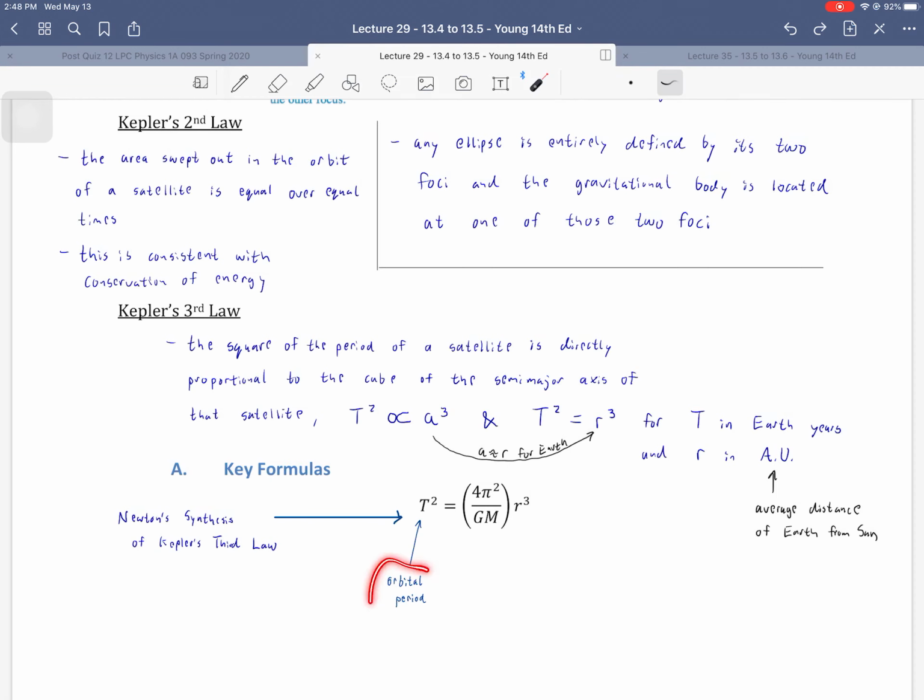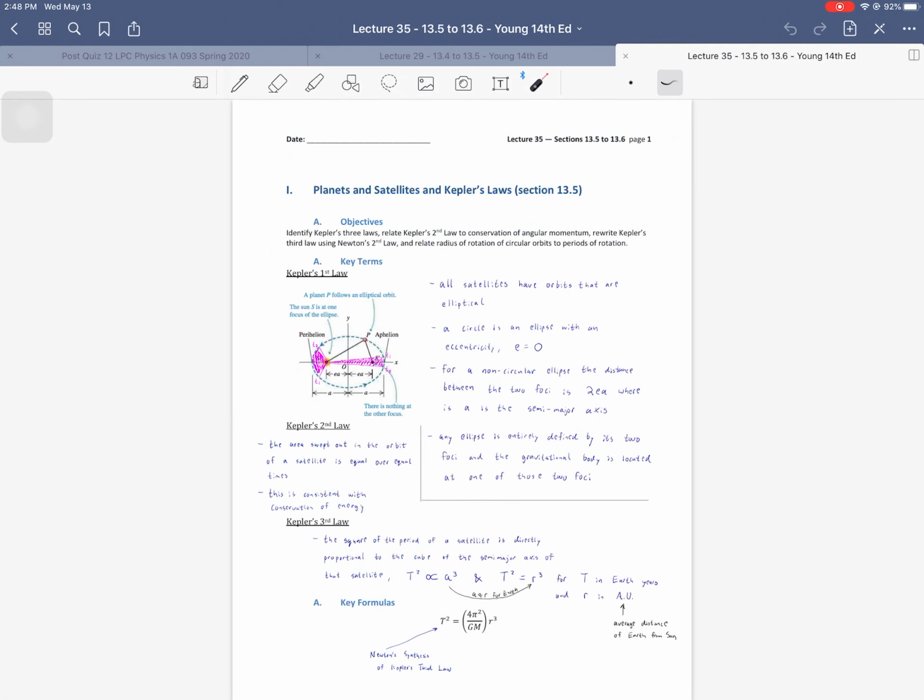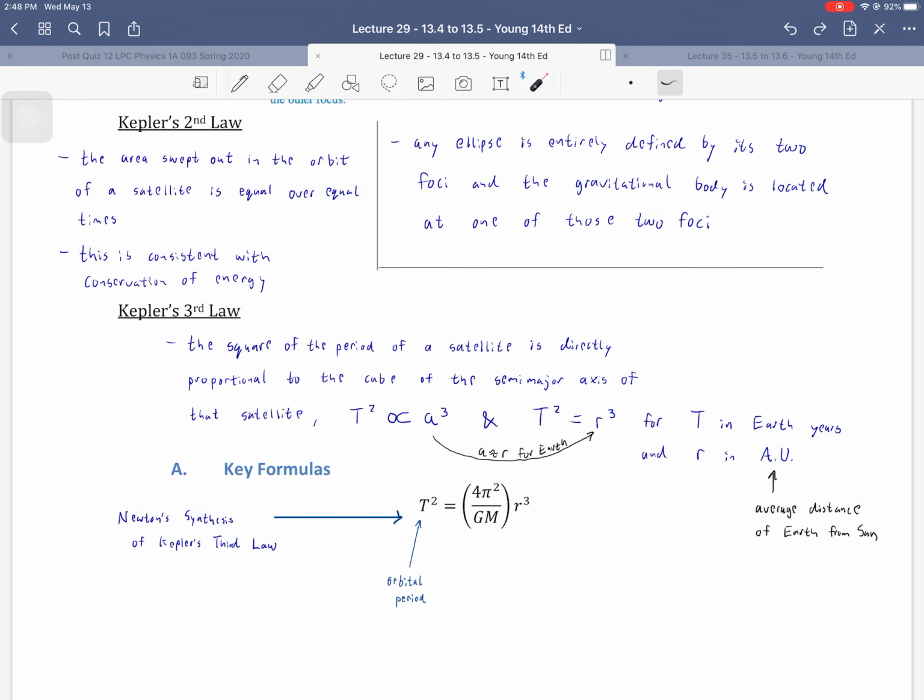Okay, here I have it as r cubed. Let's make sure we label everything. T is the orbital period. G is the gravitational constant, 6.67 times 10 to the negative 11 newton meters squared per kilogram squared. M is the mass of the center of orbit, so that would be the mass of the sun if we're talking about Earth orbiting the sun, or the mass of the Earth if we're talking about the moon orbiting Earth.